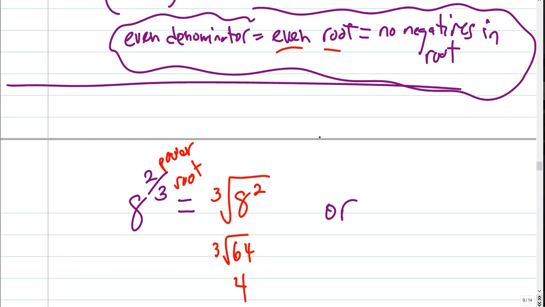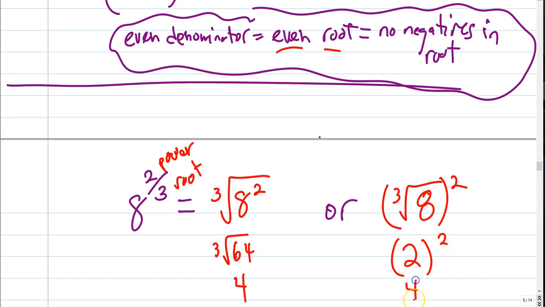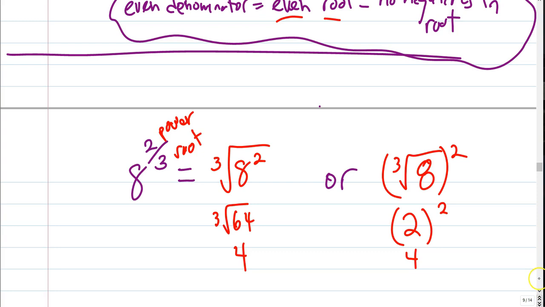Or, by our rules of exponents, I can actually take that power and I could move it on the outside. This is kind of an extension of the power rule. And you're like, well, why would I ever want to do that? Well, because the third root of 8 is what? 2. And 2 squared is still 4. So either way, that power can kind of move on the outside, or it can stay on the inside. And there are times where we want it to do one or the other. But either way, the answer stays the same.